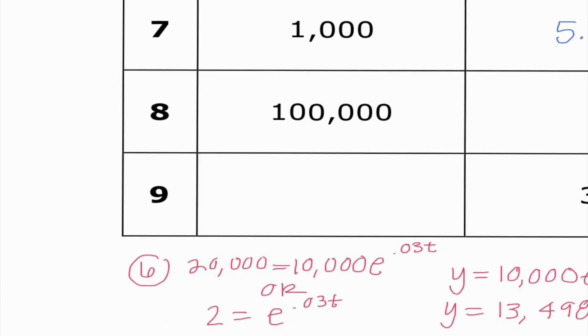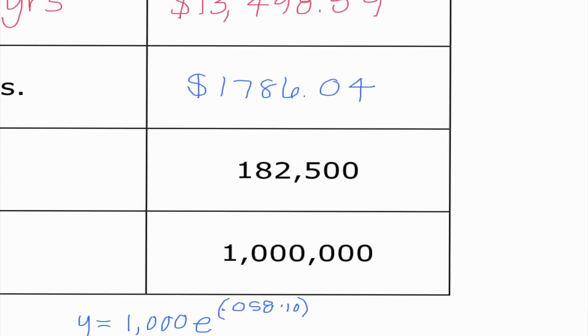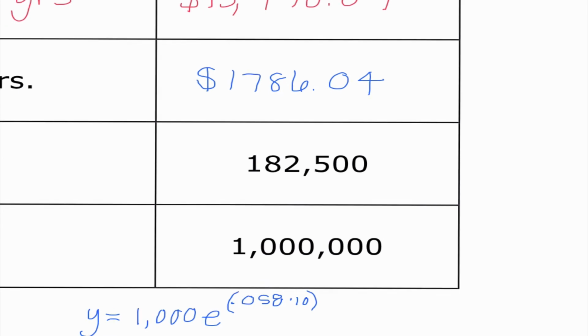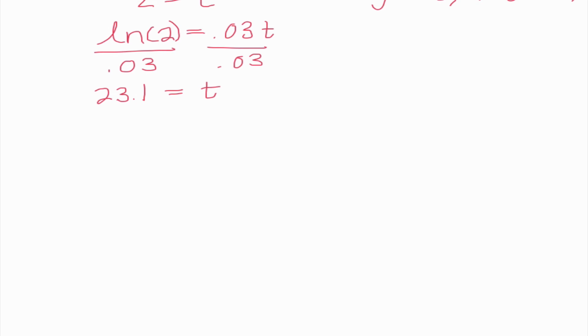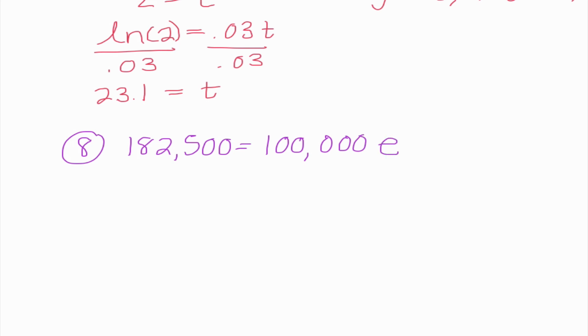Okay, looking at number 8, they give us our initial amount and they tell us the amount after 10 years. First thing we need to determine, what is our rate? Okay, notice the pattern here. We always need to determine the rate first. Okay, so number 8, y, so 182,500 equals our initial amount of 100,000 times e to the 10b power. Okay, 10 years is because this is the amount of money after 10 years. B is the amount we do not know.